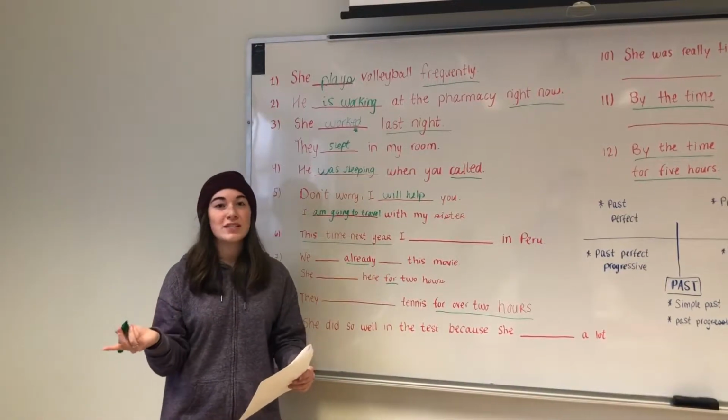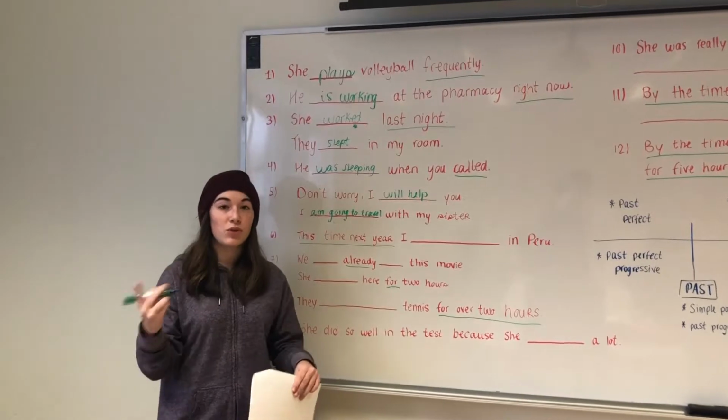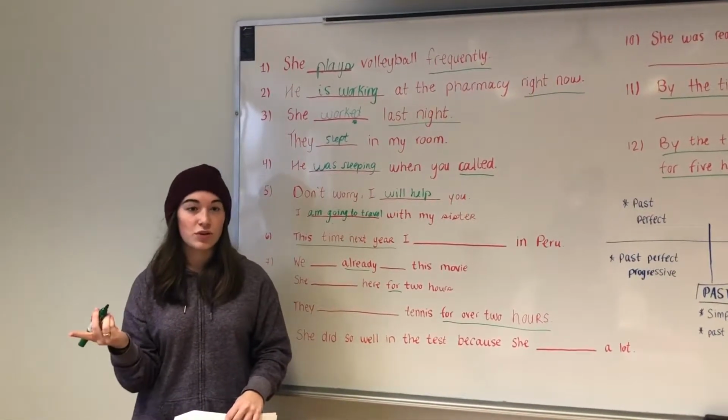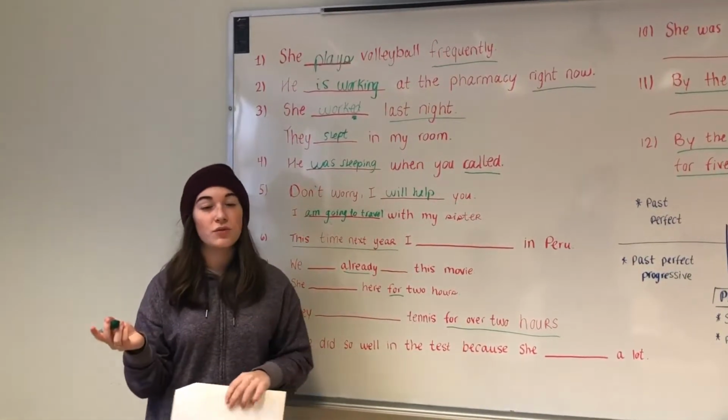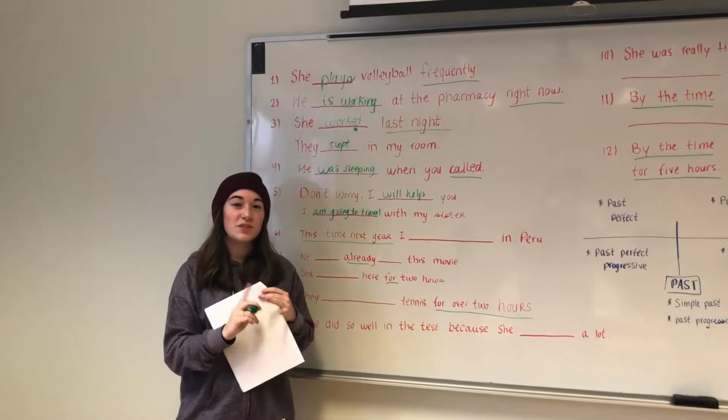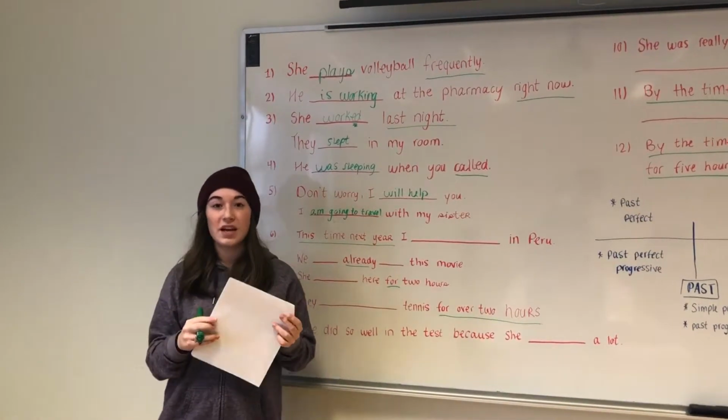So for the future progressive, it indicates an action that will be in progress at a specific time in the future. In an affirmative sentence, the form will be the subject plus the verb be plus the base form of the verb plus ing.